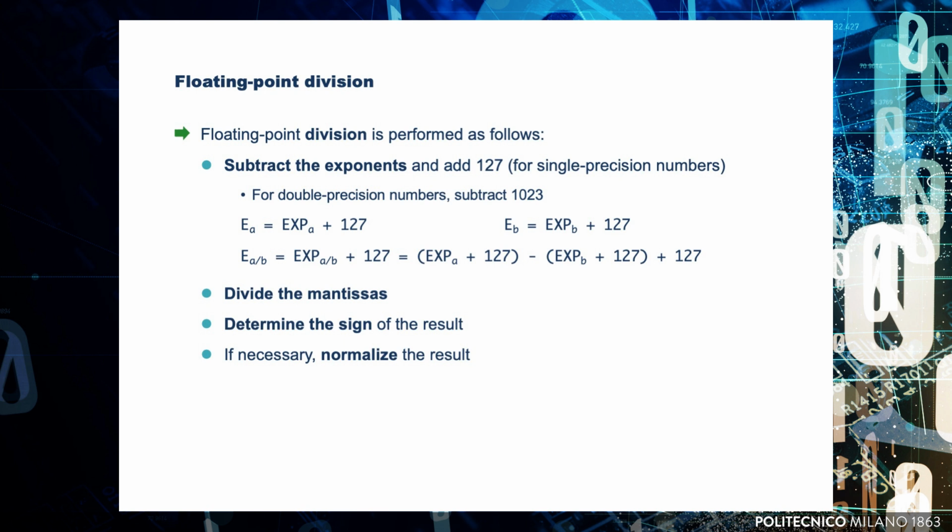Just like in floating point multiplication, the floating point division algorithm requires little control logic, but it relies on two main arithmetic modules: an integer adder-subtractor for exponent processing and an unsigned integer divider for mantissa processing.